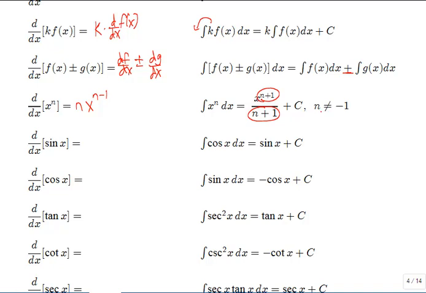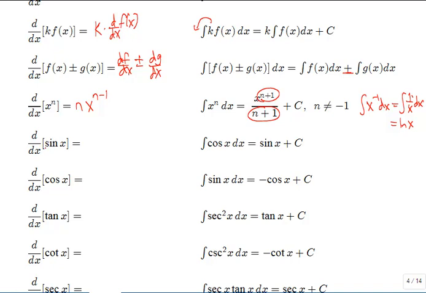Now this is not true if your power is negative 1. In other words, if this is 1 over x. That has a totally separate rule, which we'll get to in later lectures. But my hint here would be that that should look something like a logarithm. We know that ln of x has as its derivative 1 over x. So this is actually going to be an ln. But you're not going to be expected to know that yet. But just know that the power rule doesn't apply if this power is a negative 1.